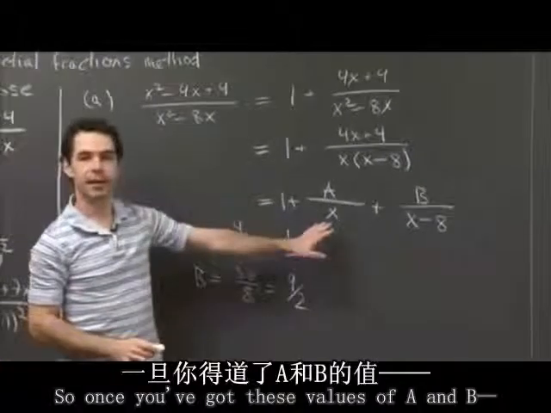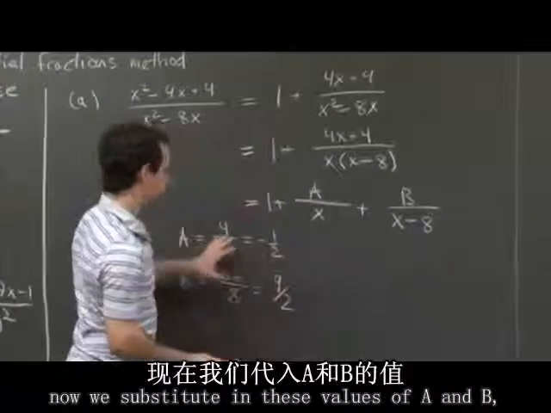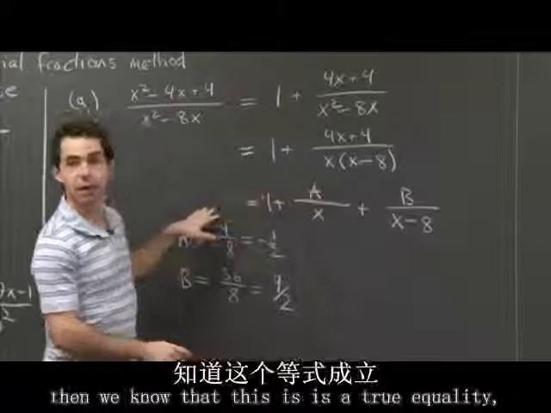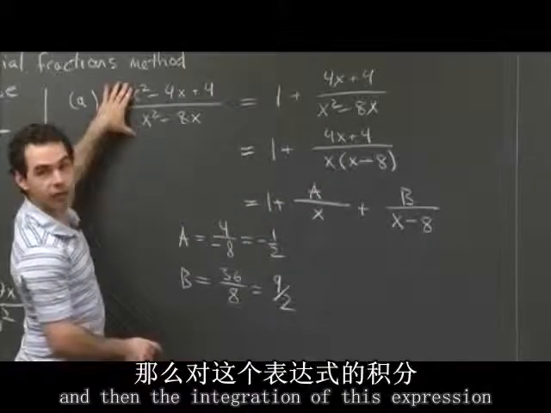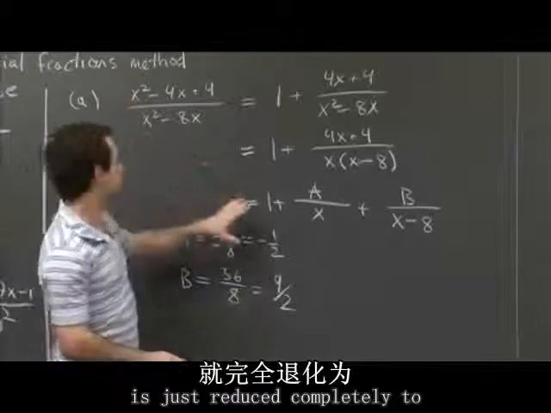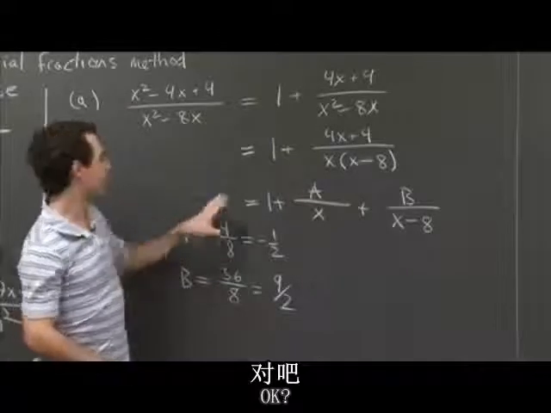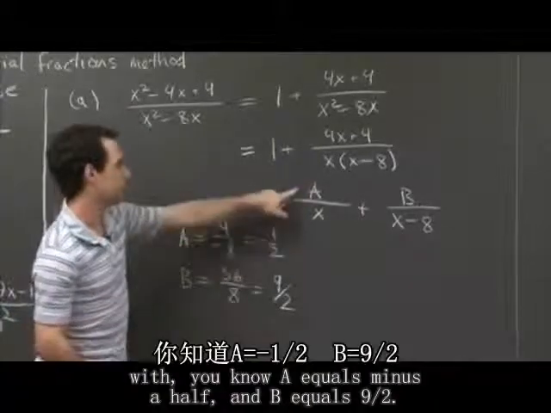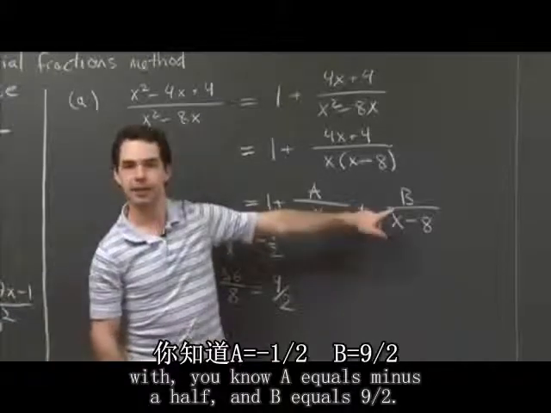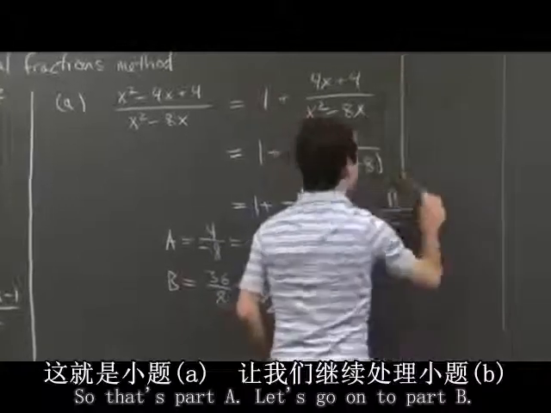So once you've got these values of a and b, okay, so our original expression, now we substitute in these values of a and b, then we know that this is a true equality, and then the integration of this expression is reduced completely to the integration of this easy to integrate expression. Okay? And so this is the partial fraction decomposition here with a equals minus a half and b equals 9 halves. So that's part A. Let's go on to part B.